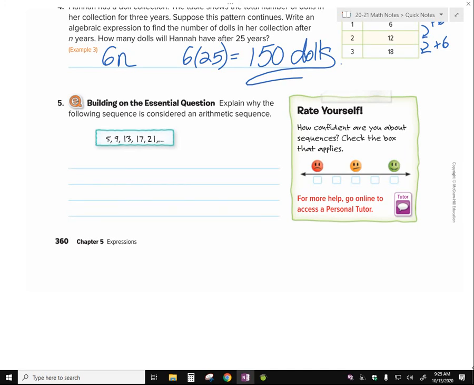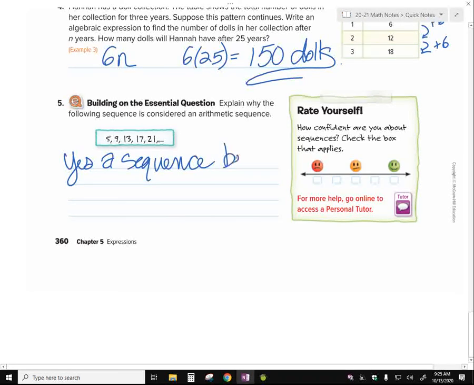5, 9, 13, 17, 21. It is a sequence. Yes, it's a sequence because it all increases by 4.